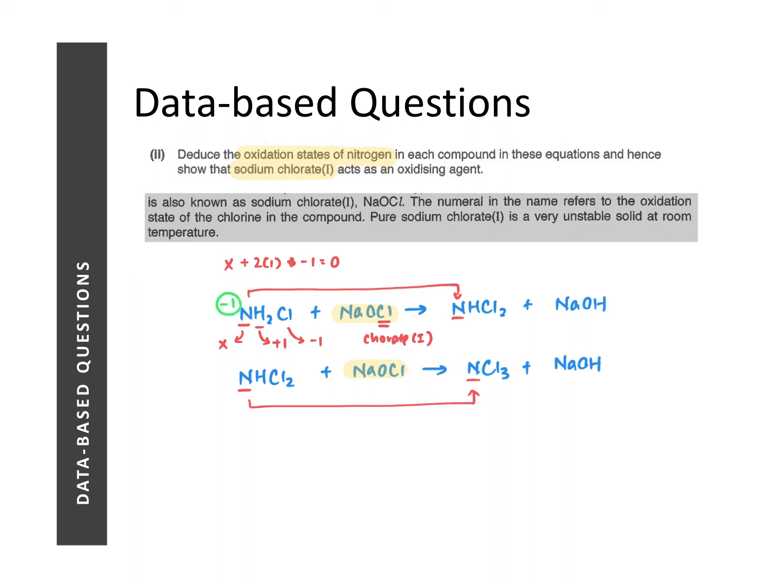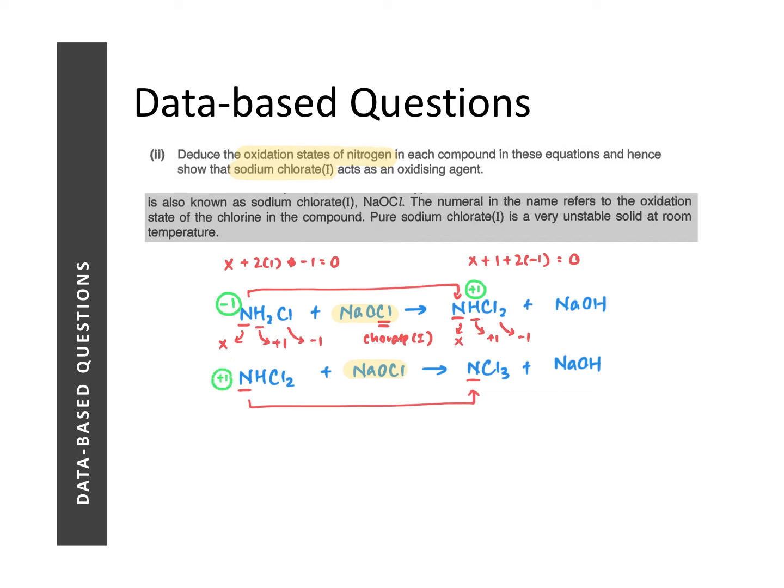How about for the product NHCl2? Once again, we let the oxidation state of nitrogen be X. Hydrogen is +1, chlorine again is -1. So X plus 1 plus 2 times -1 equals 0. So in this case, your nitrogen would have an oxidation state of +1.